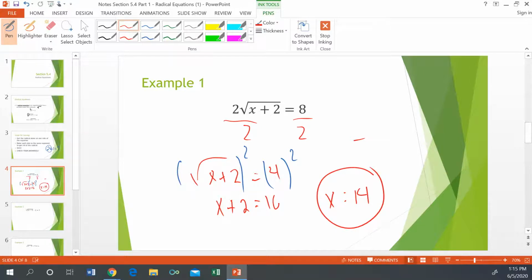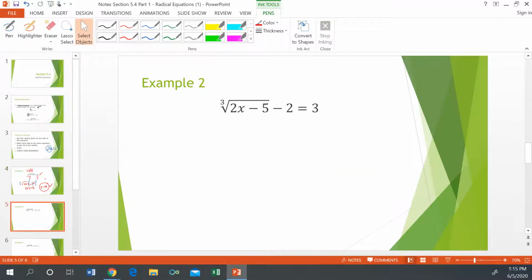Let me go back and check. 14 plus 2 is 16. The square root of 16 is 4. 2 times 4 is 8, so that works. All right, next one.